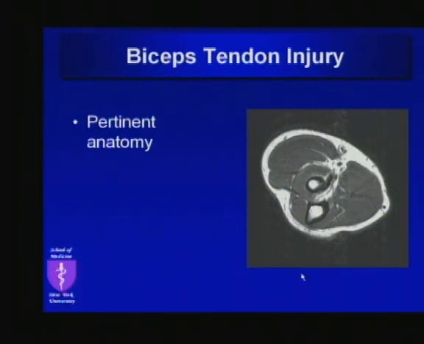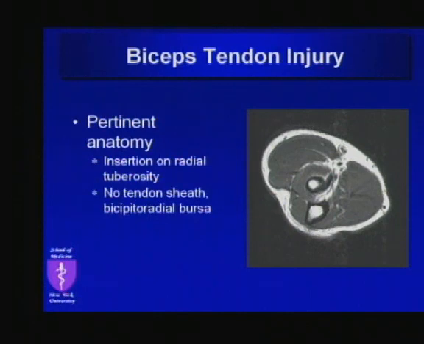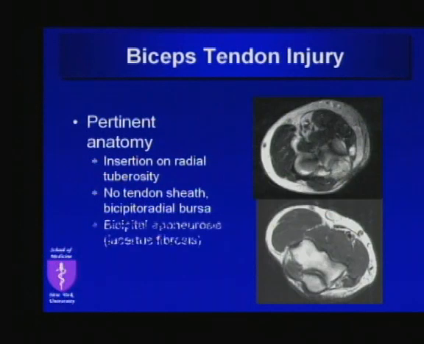Let's move on to the anterior compartment and the biceps tendon. Let's do some pertinent anatomy here. We know that the biceps tendon inserts on the radial tuberosity as depicted here. We also know that the distal biceps tendon has no tendon sheath, okay, much like the distal Achilles tendon. There is, however, a potential bursa there, the bicipital radial bursa, which can fill with fluid in pathologic states.